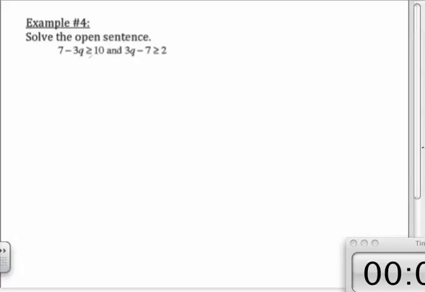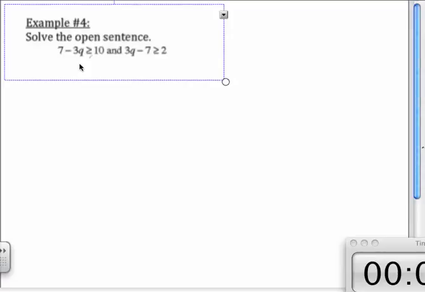Okay guys, example number 4, this is an interesting one here. It says, solve the open sentence, okay? And I've got two inequalities, but remember, the solutions for this are when Q solves both of them, because it has to solve this one and that one, okay? So any value of Q has to work for both of them. Okay, well let's look at each one individually.